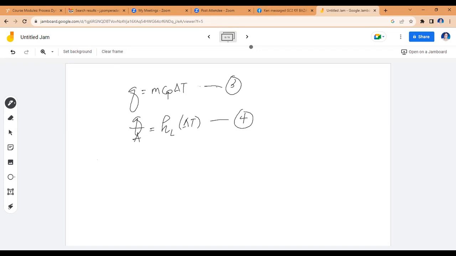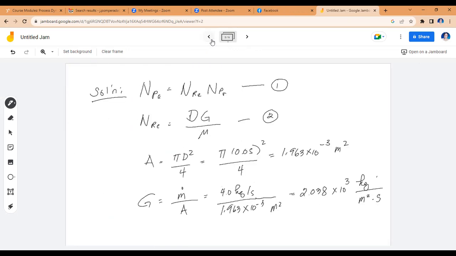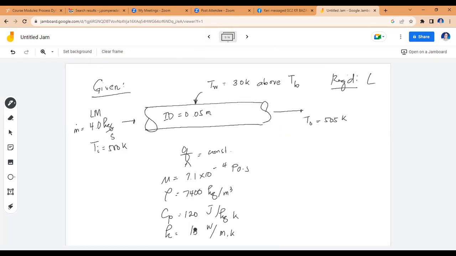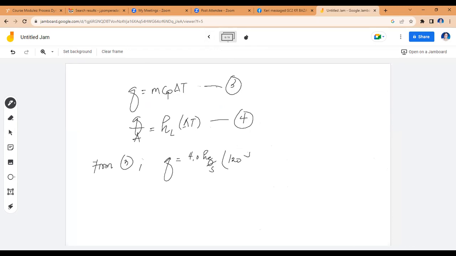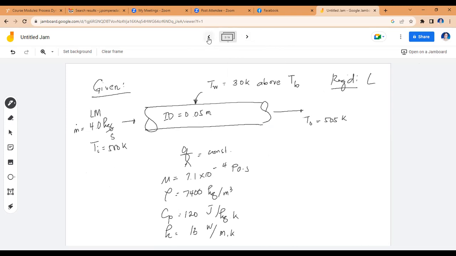Now, your Q from 3 is equal to, so you're going to use the mass velocity that is given in the problem. What was that? That's 4 kilograms per second. I'm using this equation first. So 4.0 kilograms per second, and the Cp, 120 joule per kilogram Kelvin. And then you have the temperature, so that would be the outlet and the inlet temperature. So 505 and 500.